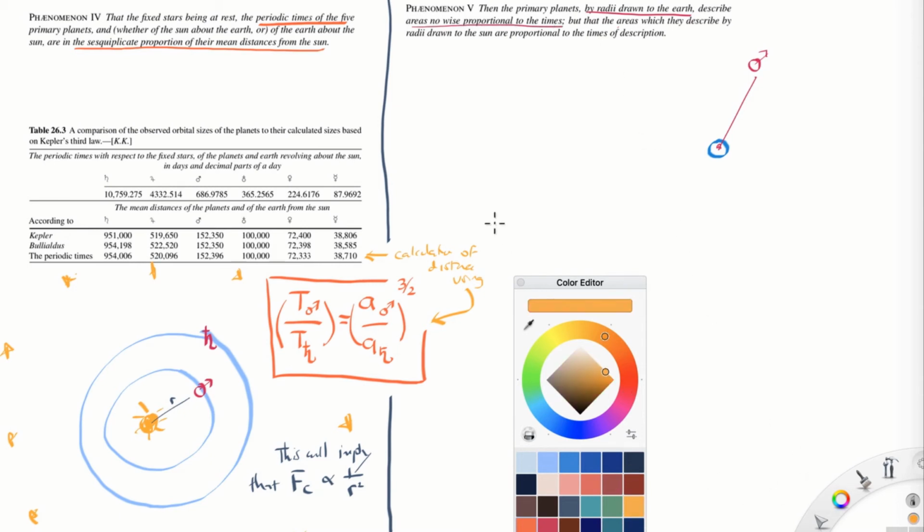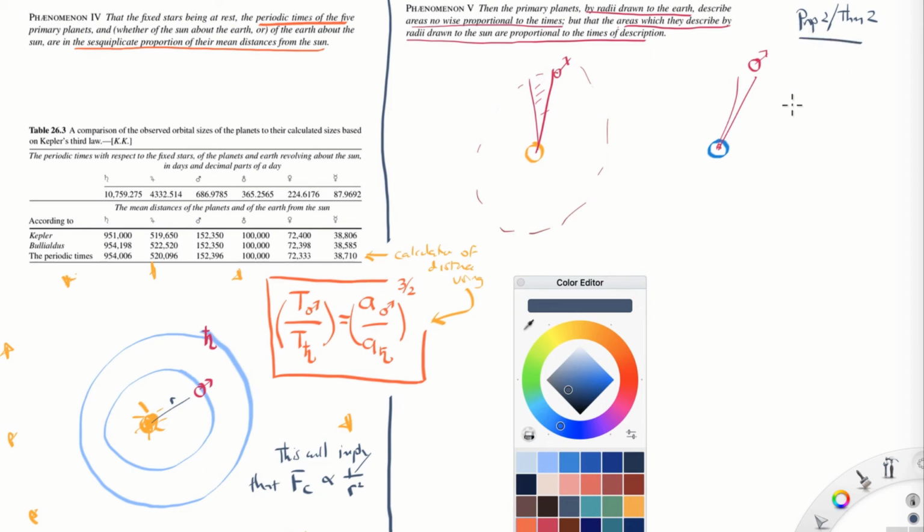But on the other hand, if you consider the Sun to be the center of the solar system, and you look at the orbit of Mars around the Sun, and you draw a radius to Mars from the Sun, you'll find that the areas which they describe by radii drawn to the Sun are proportional to the times of description. The main point he's making is that he's referring back to his proposition 2, theorem 2, which, remember, says if something is orbiting around something else and the area that it sweeps out is proportional to the time, that implies there must be a centripetal force acting toward that central point.